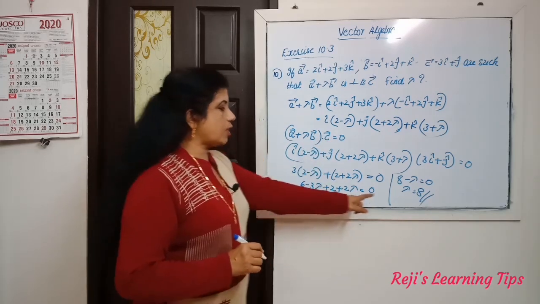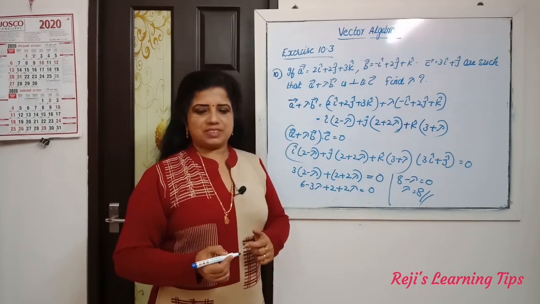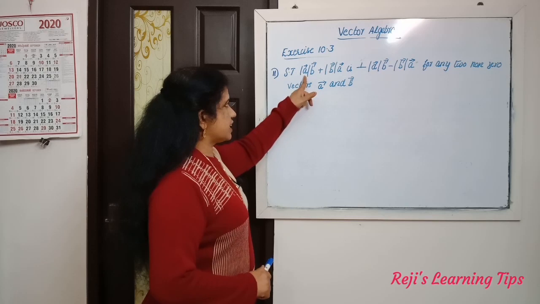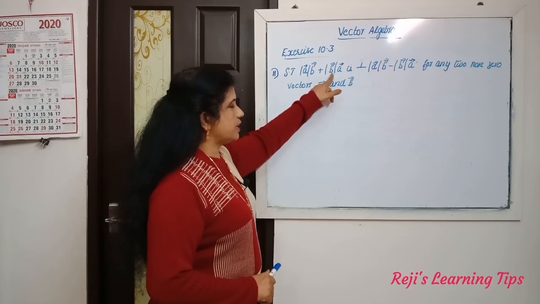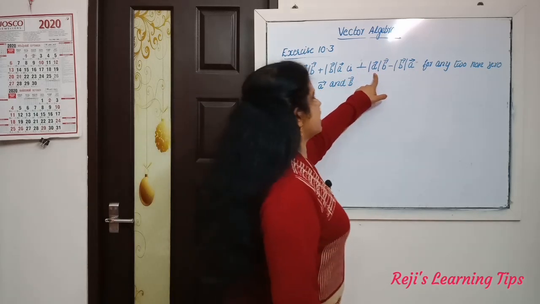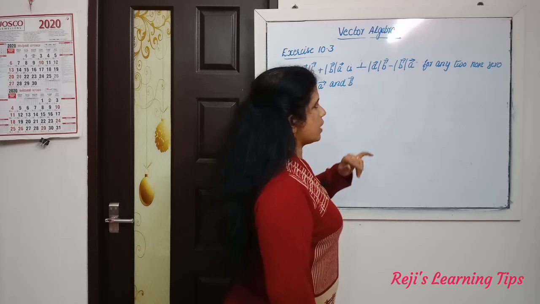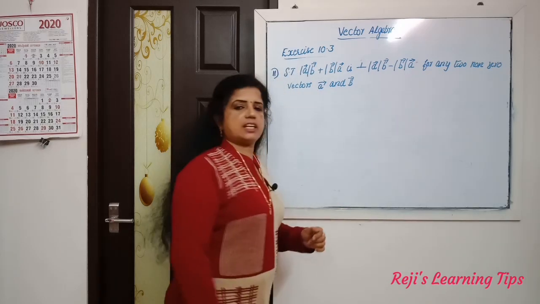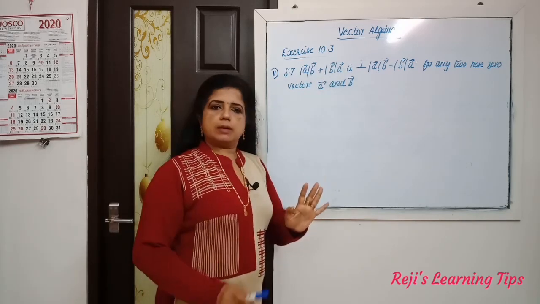Then we should find the value of lambda. Understood? Then we can see the next problem. Prove that modulus of vector A times vector B plus modulus of vector B times vector A is perpendicular to modulus of A times B minus modulus of B times A, for any two non-zero vectors A and B. We have to prove that these two vectors are perpendicular.